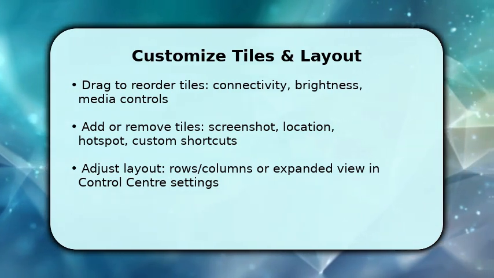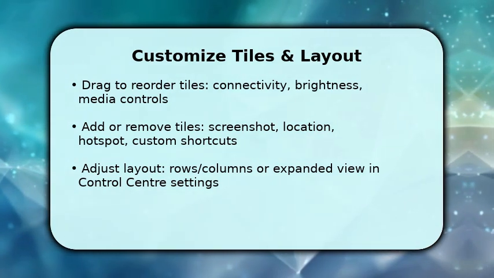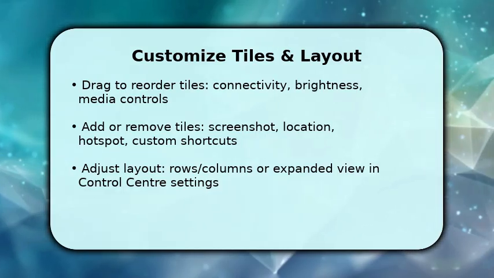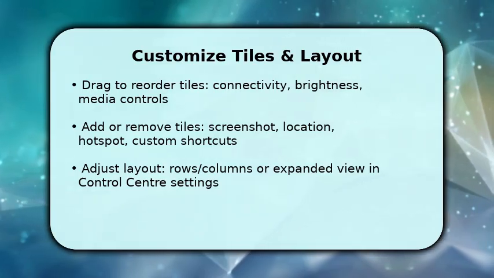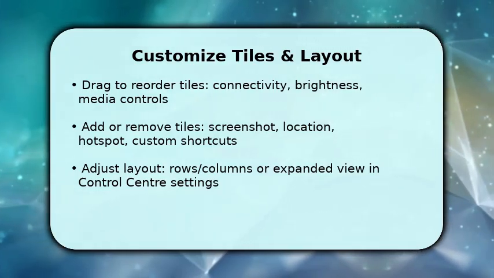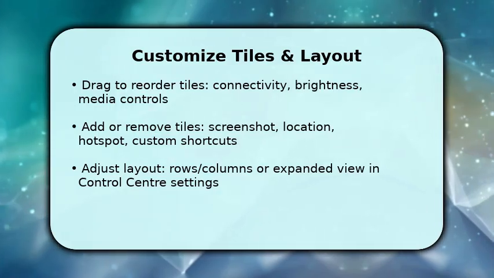Tap Edit or the pencil icon and drag tiles like Wi-Fi, Bluetooth, and media controls into preferred positions. This changes reach and priority. Add useful functions like screenshot, hotspot, or custom app shortcuts for one-tap access.